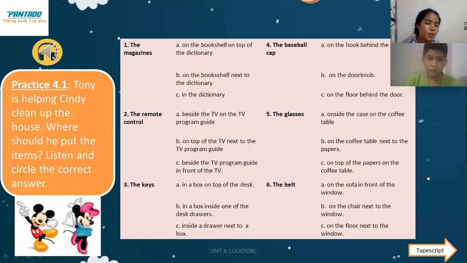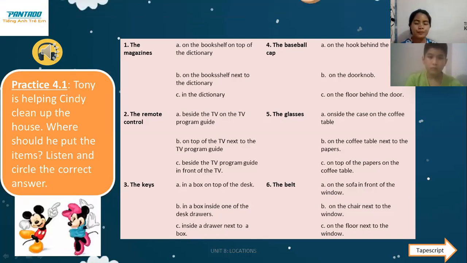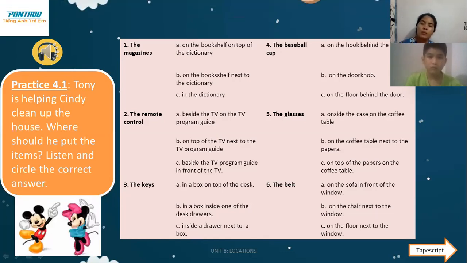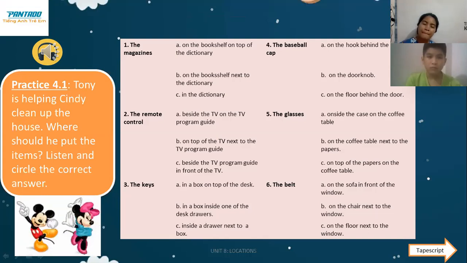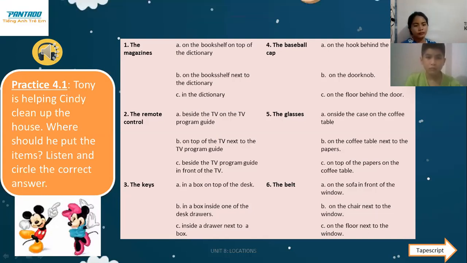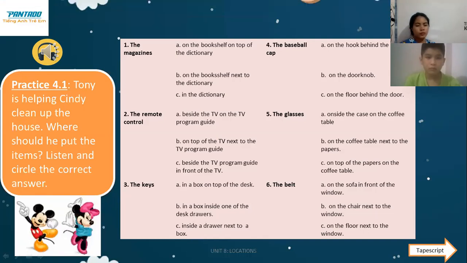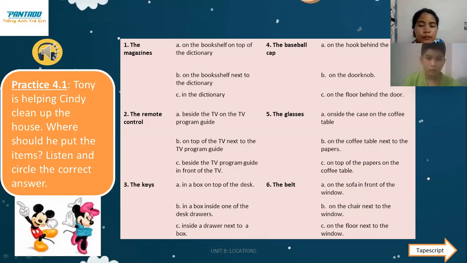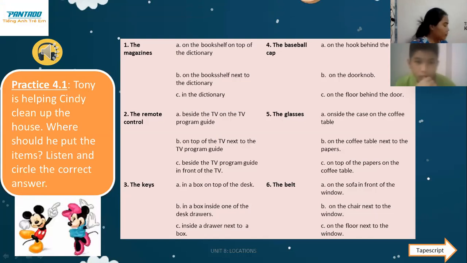Five. Do you need these glasses? Not right now. I only use them for reading. Do you see the case they go in? I don't see it. Oh, never mind. Leave them on the coffee table, next to those sheets of paper. Okay. Six. There's a belt lying on the floor here. Oh, yes. That's my brother's. He leaves his clothes everywhere. It drives me crazy. Should I put it somewhere? Leave it on the chair. He always sits there. Okay. The chair next to the window? That's right.